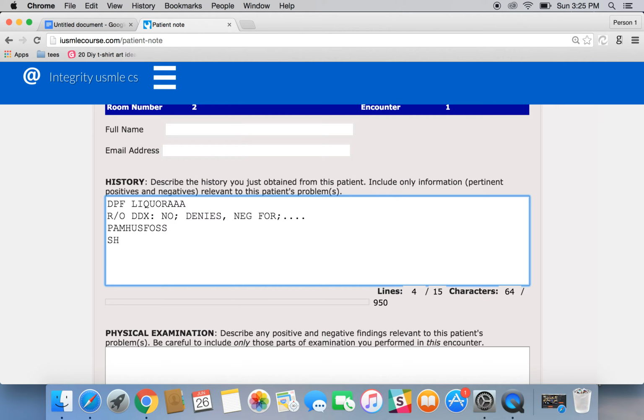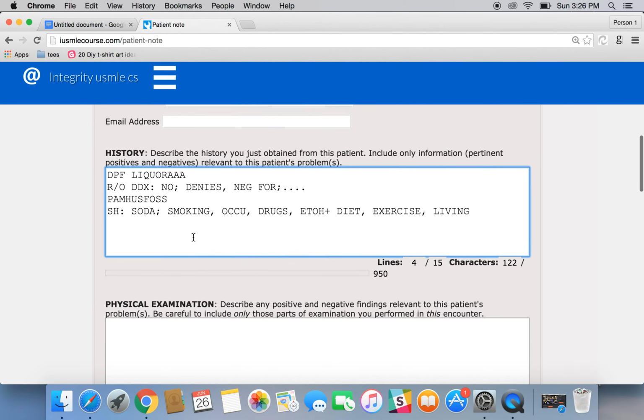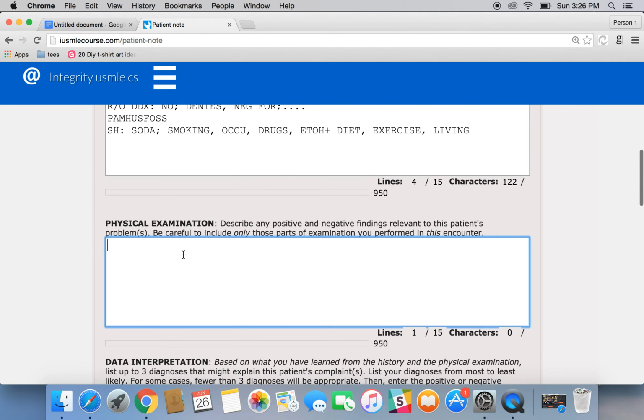Social history, basically, we're talking about SODA, and in SODA, we're talking about smoking tobacco, occupation, recreational drugs, and alcohol. Also, always remember diet, exercise, and living condition. And we've completed this section. The next is to go to the physical examination section.